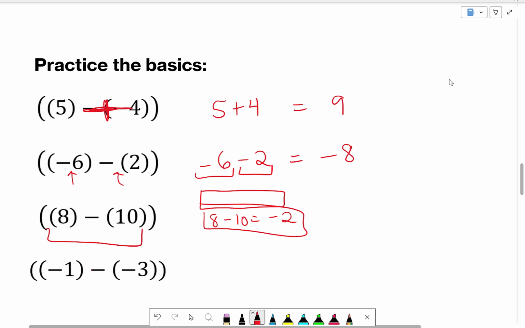Again, here we have two negatives, so we can connect them. So that becomes a plus. So we actually have negative 1 plus 3. Again, we can just change the order. Positive 3, and then minus 1, which is easier to think about, and that's 2.